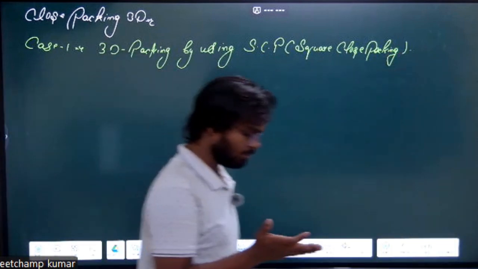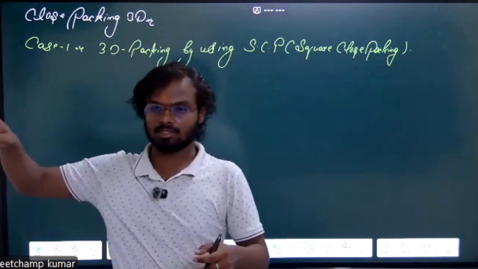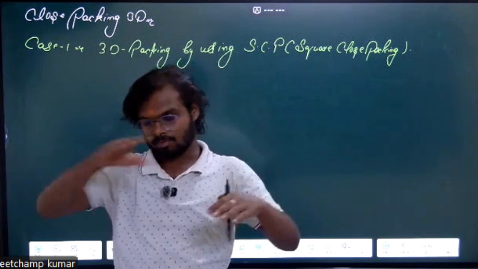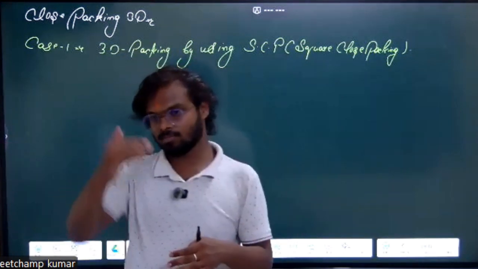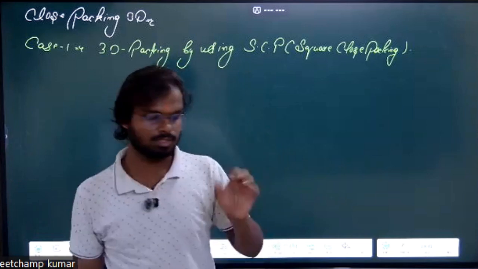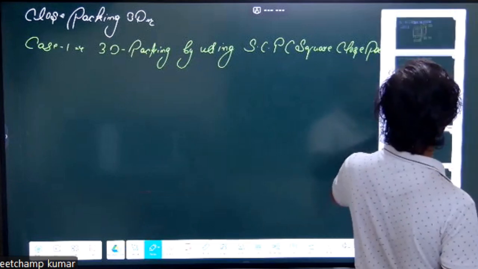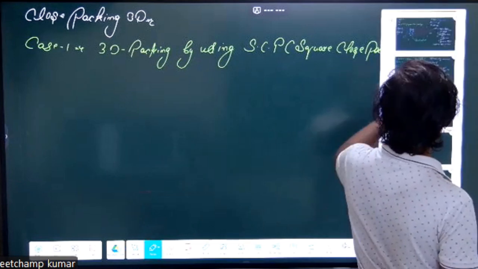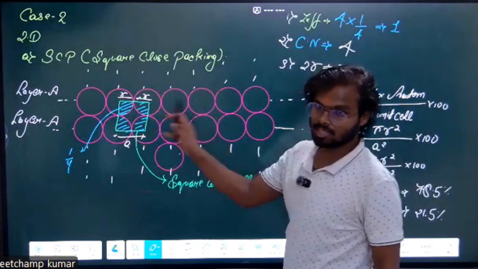In square close packing, we first place the atoms in the x direction, then we place a layer A, then we place another layer A just below the layer A, and when we take the unit cell, we get a square unit cell. This type of packing we have done in SCP, square close packing in 2D.